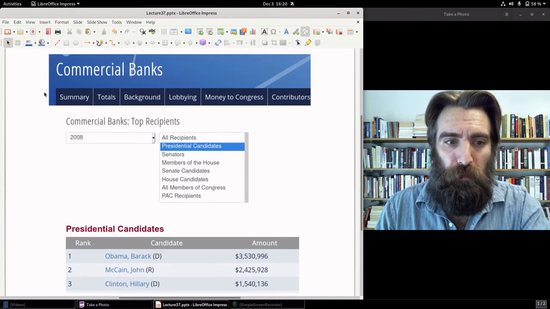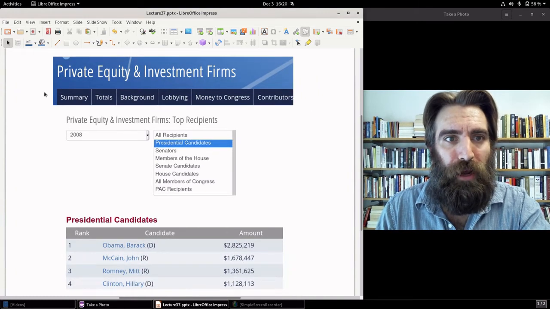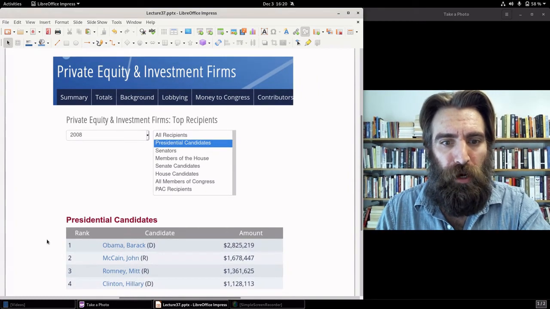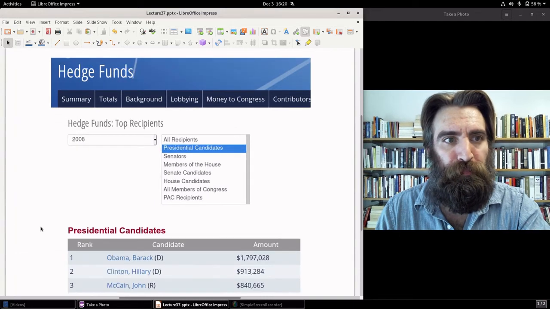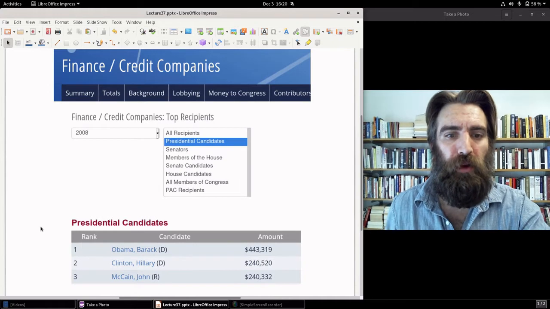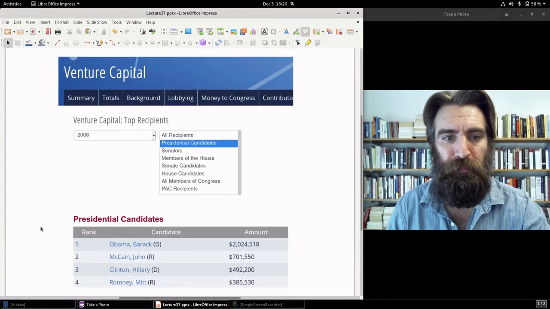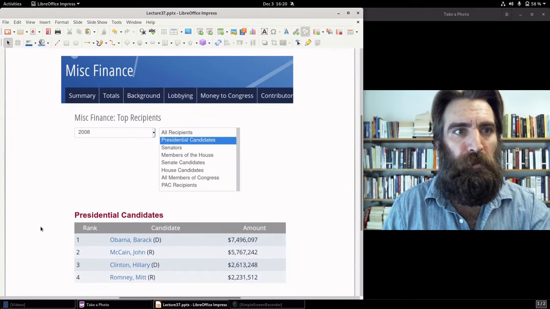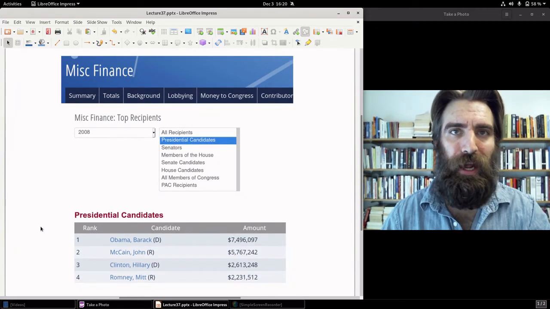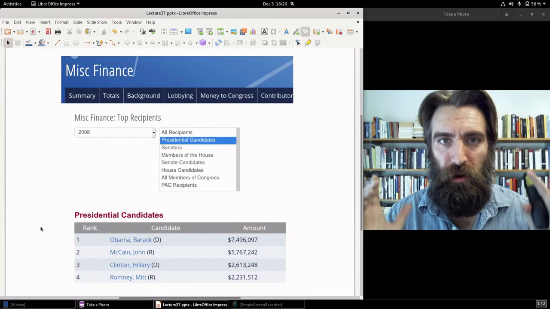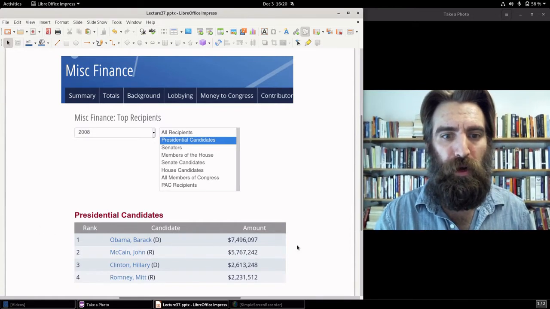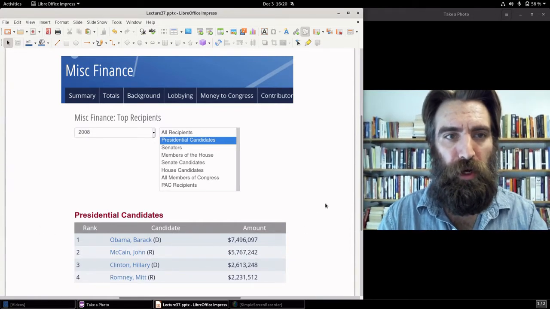Commercial banks, Barack Obama outraises McCain. Private equity investment firms, Obama outraises McCain. Hedge funds, finance and credit companies, venture capital, and then miscellaneous finance companies that don't quite fall under one or the other. Barack Obama significantly outraises John McCain.